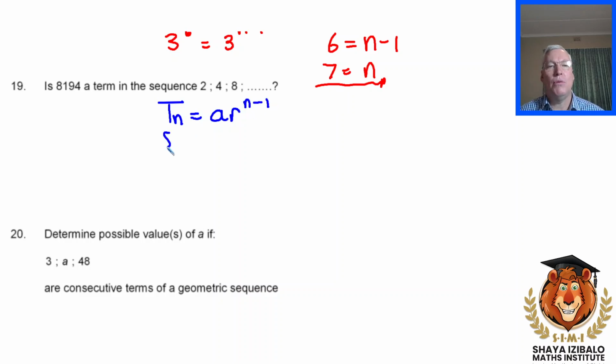And so 8194 is a, it's 2, times r. R is any term divided by the term before it. R is also 2, and this is going to the n minus 1. Now we're trying to solve this equation, okay? There's actually two things we could do here.